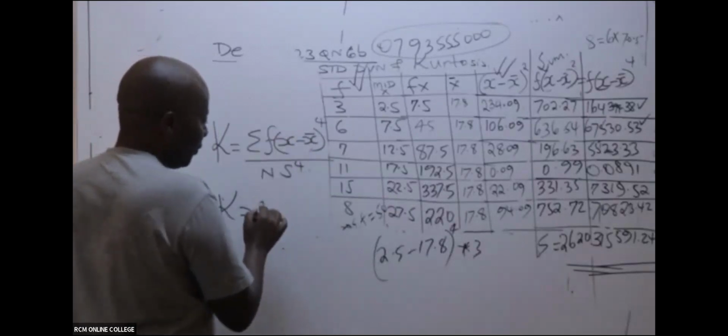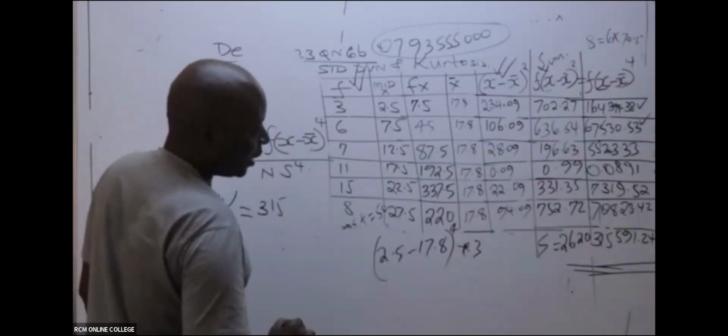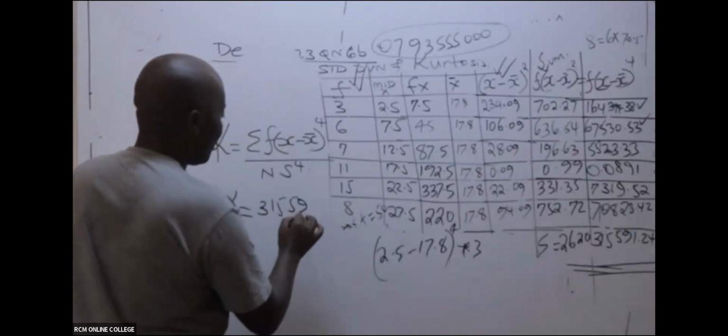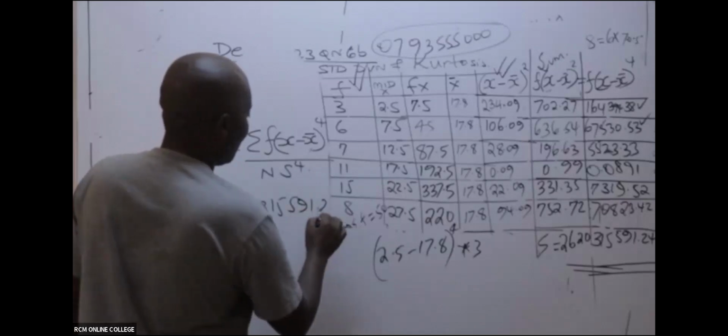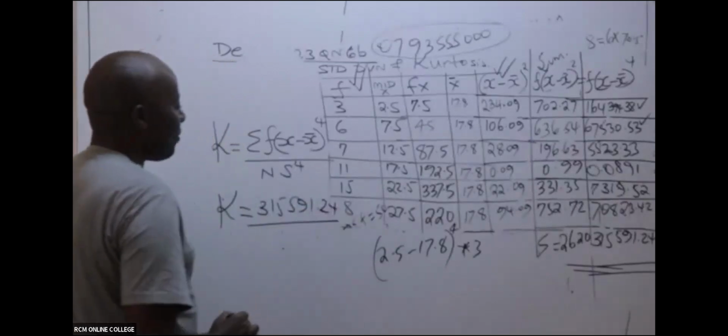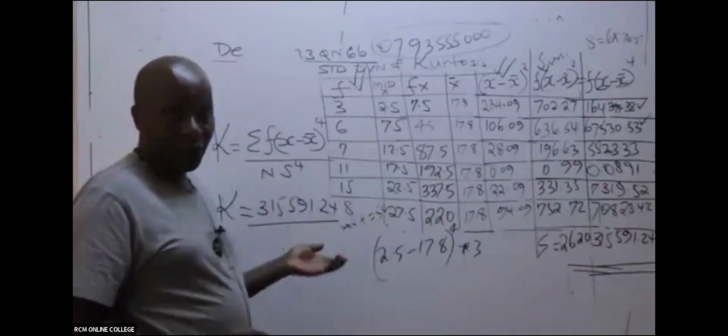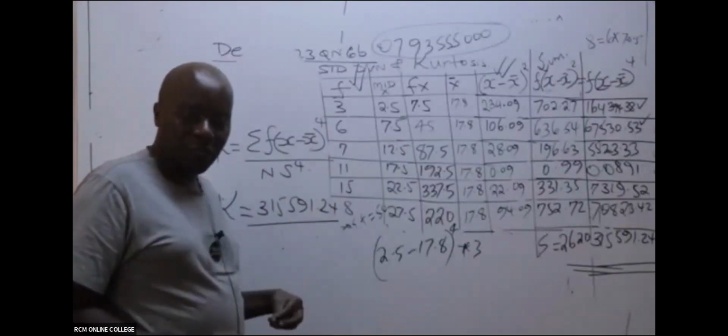315,591.24 divided by N, the number of observations, the total frequency.